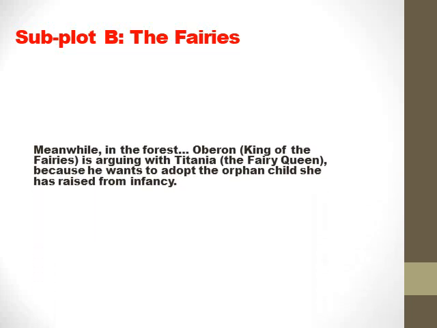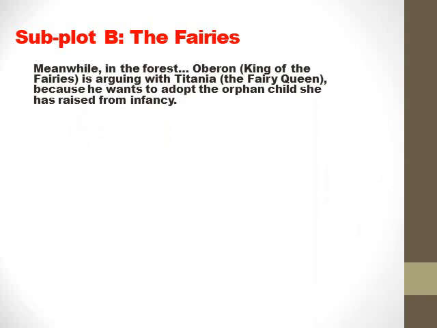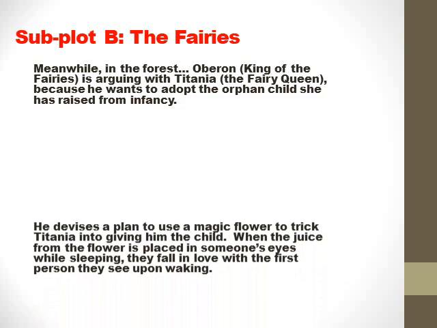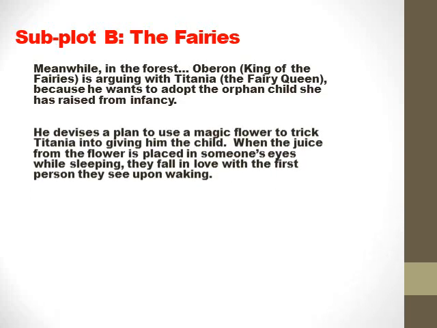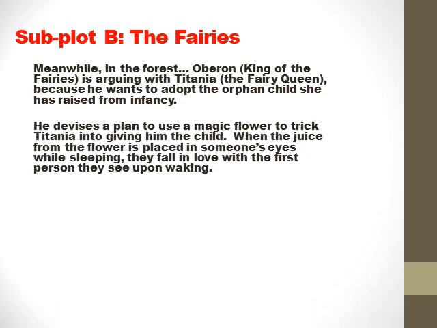Meanwhile, in the forest, Oberon, king of the fairies, is arguing with Titania, the fairy queen, because she wants to adopt the orphan child she has raised from infancy. He devises a plan to use a magic flower to trick Titania into giving him the child. When the juice from the flower is placed in someone's eyes while sleeping, they fall in love with the first person they see upon waking.